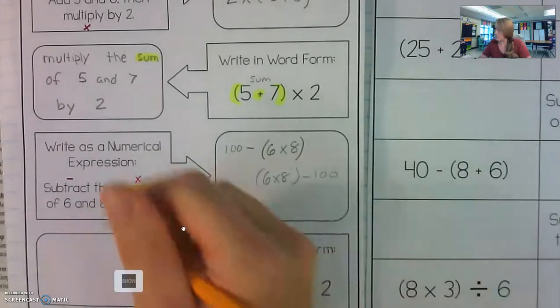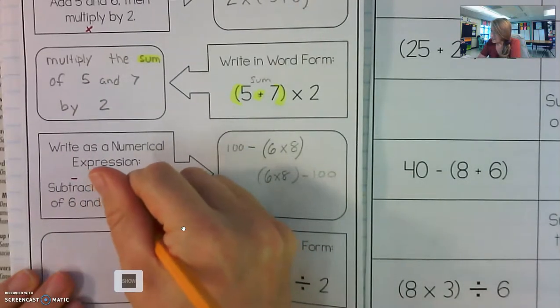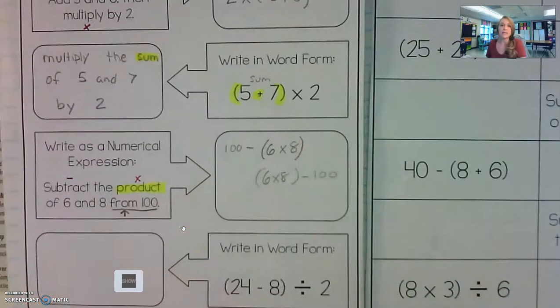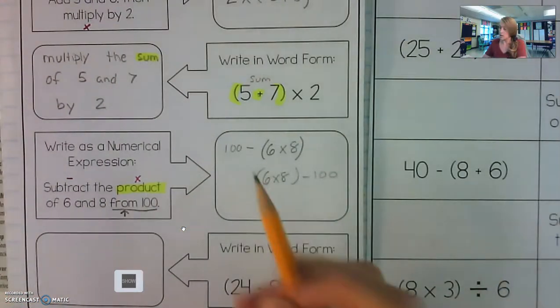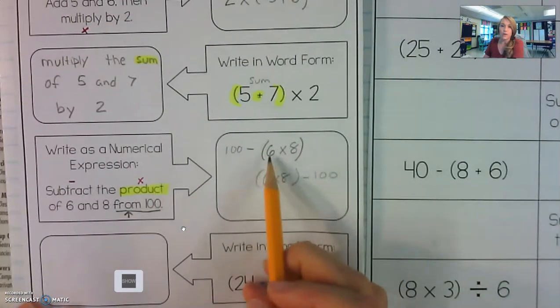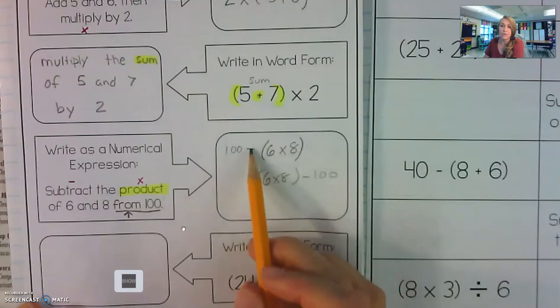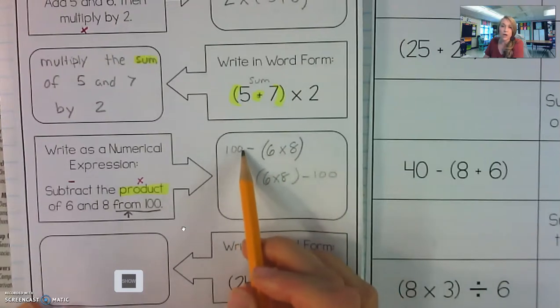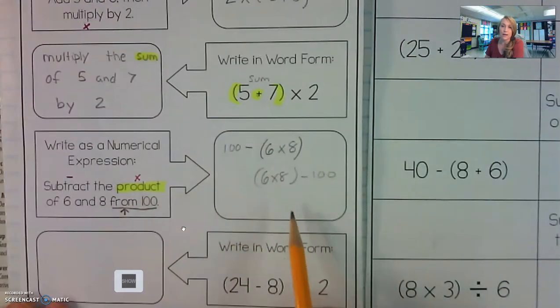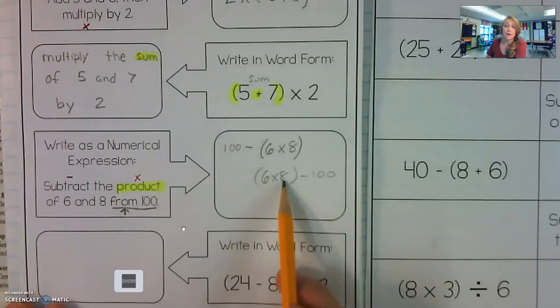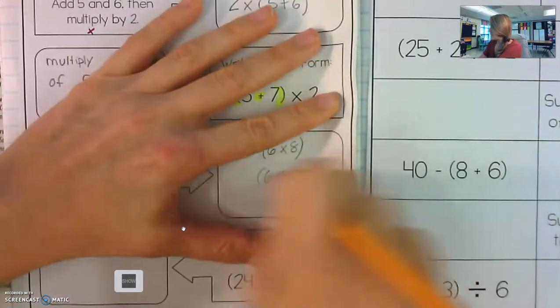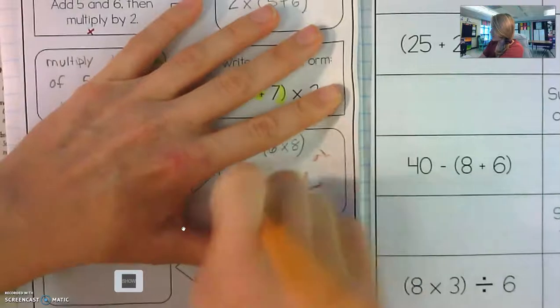That word right there, "from," tells me that 100 needs to be in the front. In this problem, we are taking 6 times 8 from 100. We're starting with 100 and taking this away. This one is not taking it from 100. We're taking 100 from the 6 times 8. So this is not the one we want.